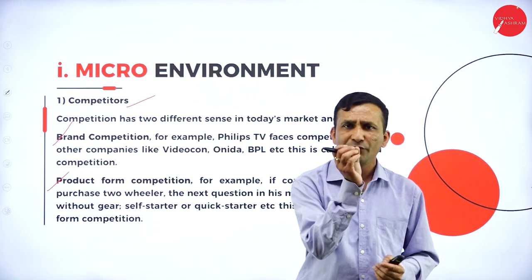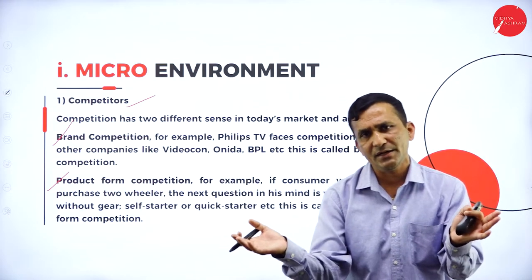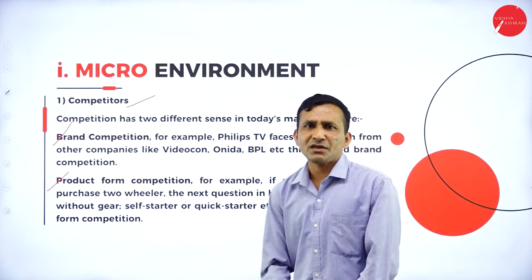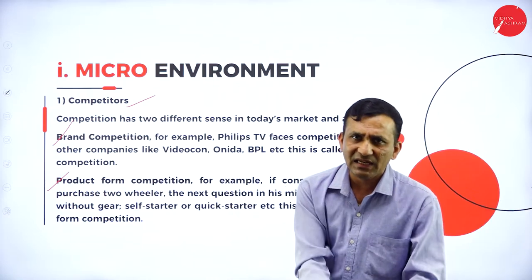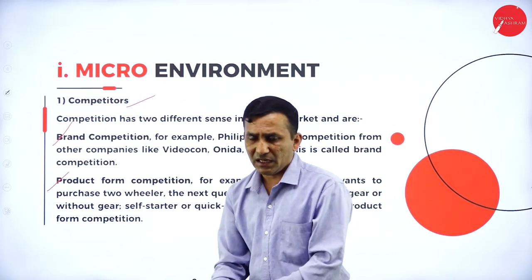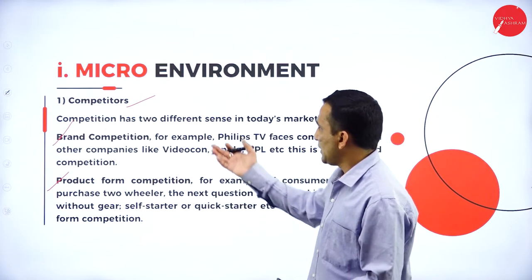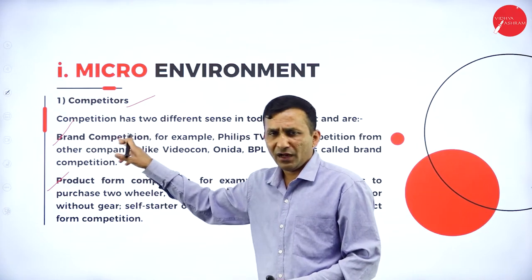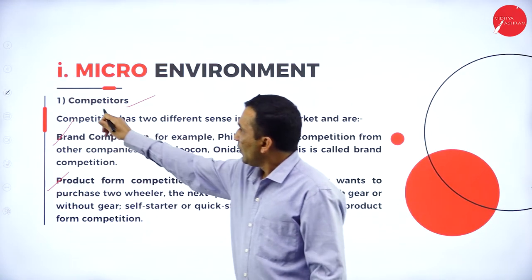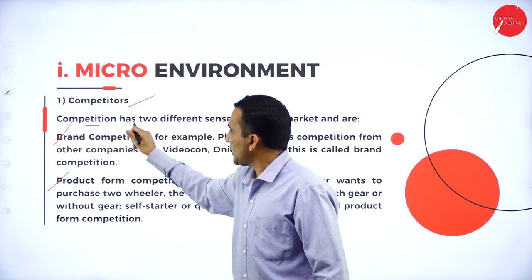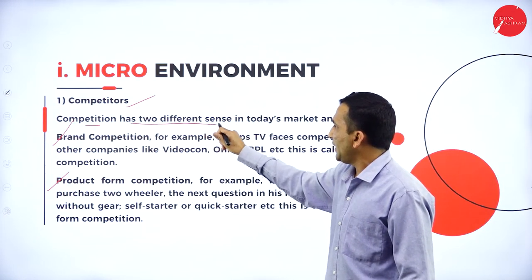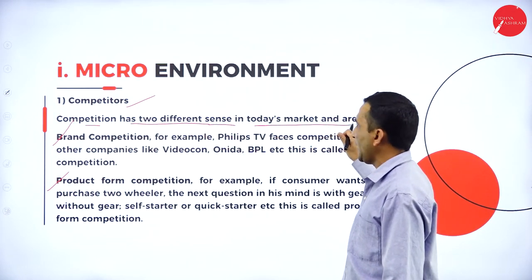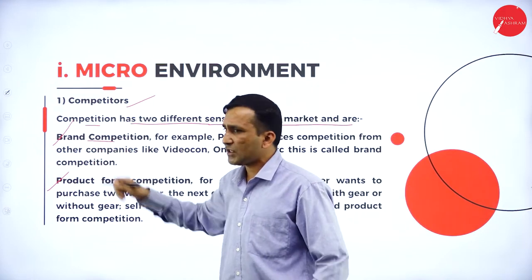Oligopoly means there are few sellers and a small number of buyers. In perfect competition, there are too many sellers and too many buyers, unlimited buyers. So they are different. Now mainly I'm focusing here on the two different senses of competition in today's market. One is brand competition. How is it?